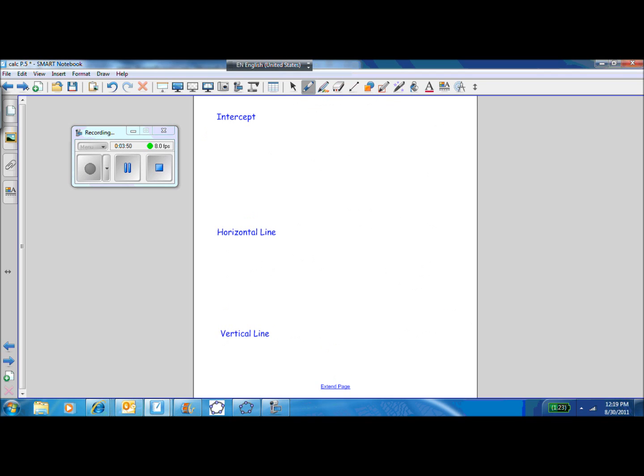A couple other special forms: intercept form, sometimes called double intercept form. x over a plus y over b equals 1. It's called that because these are basically your two intercepts. If x is 0, you get y equals b. If y is 0, you get x equals a. So if you know the two intercepts, you can quickly write the equation by going to intercept form.